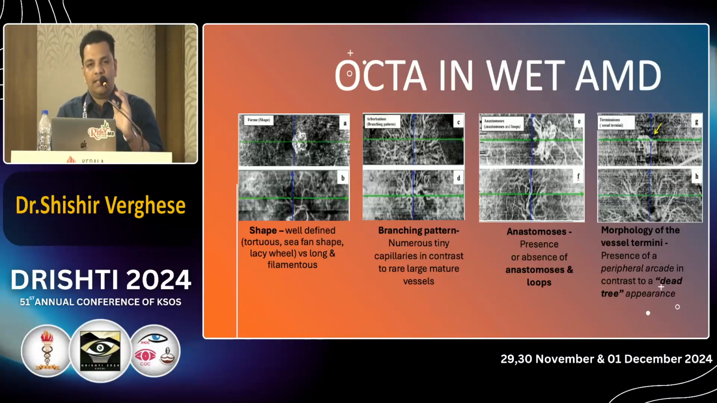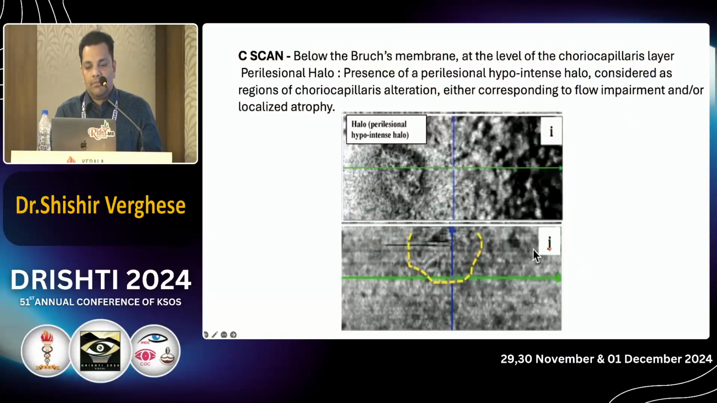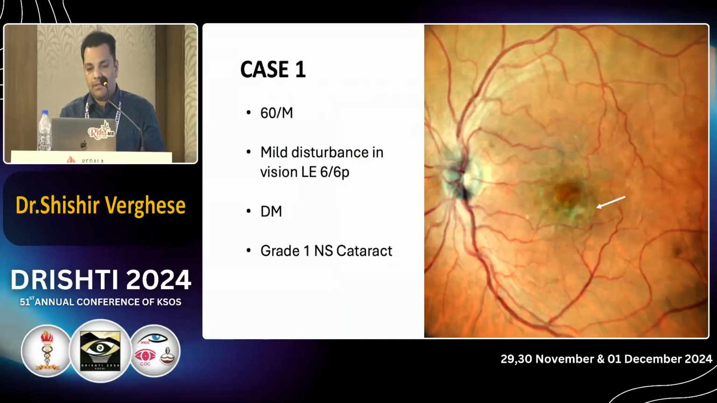Some of them have what you call a sentinel vessel, and when you have atrophy in AMD, you can also have a perilesional halo where the lower part of the choroid or the choriocapillaris is visible more on the OCT angiography. So I'll be delving into a few cases to show you how you can use OCT angiography practically in your practice and how important it can be. So let's talk about case 1, a 60-year-old male, mild disturbance in vision, left eye 6 parts vision.